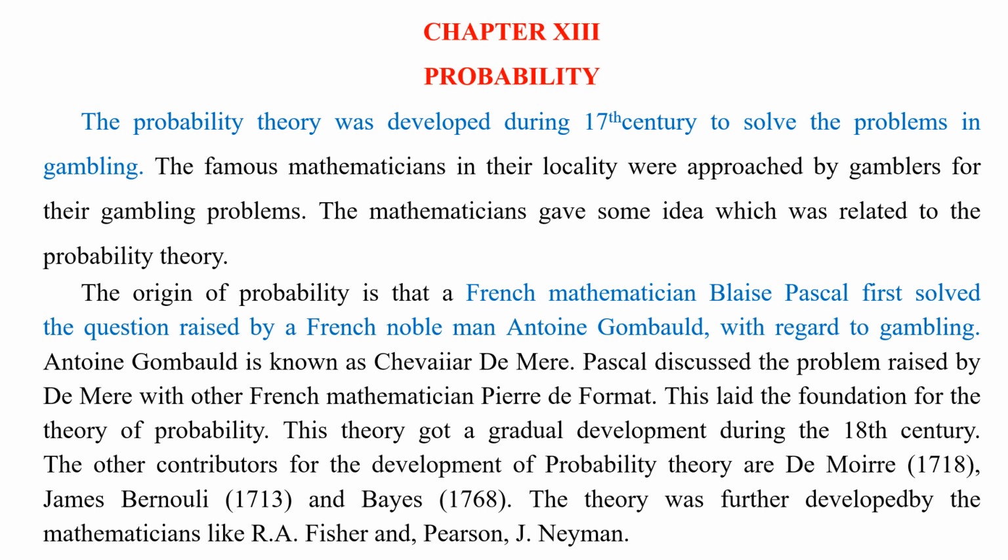The other contributors to the development of probability theory are de Moivre, 1718, James Bernoulli, 1713, and Bayes, 1768. The theory was further developed by mathematicians like R.A. Fisher, Pearson, and J. Neyman.